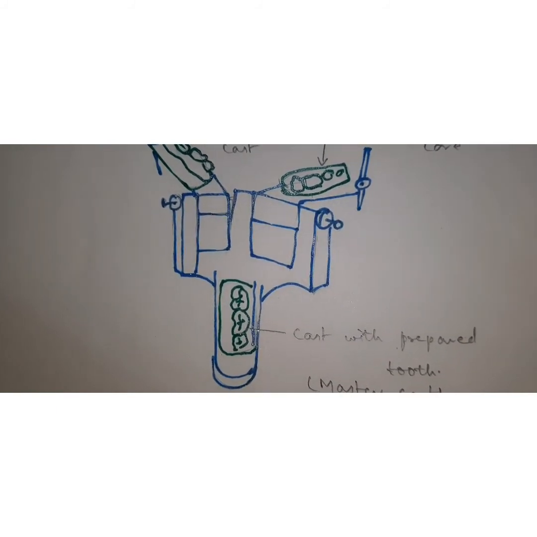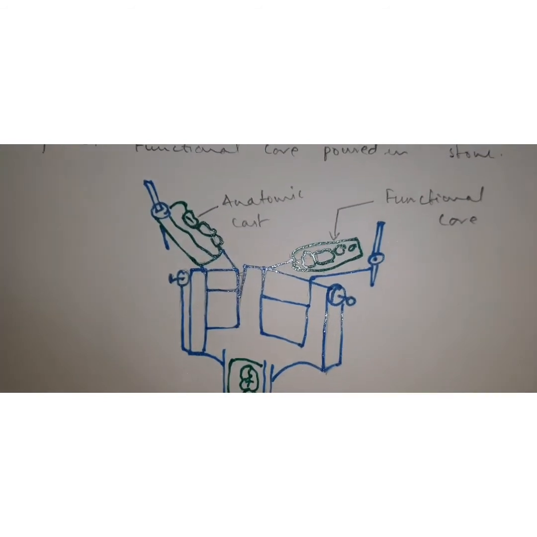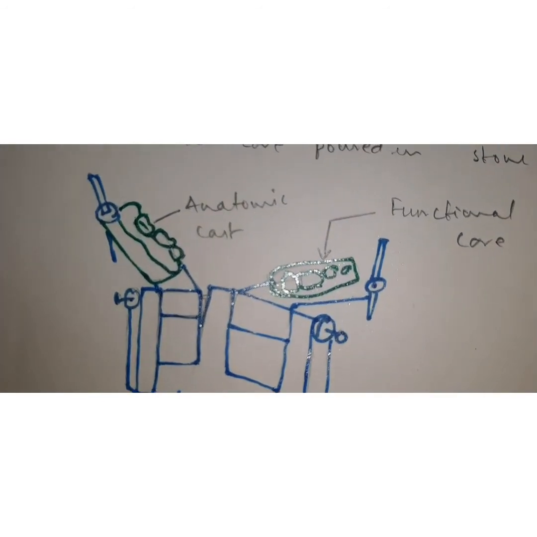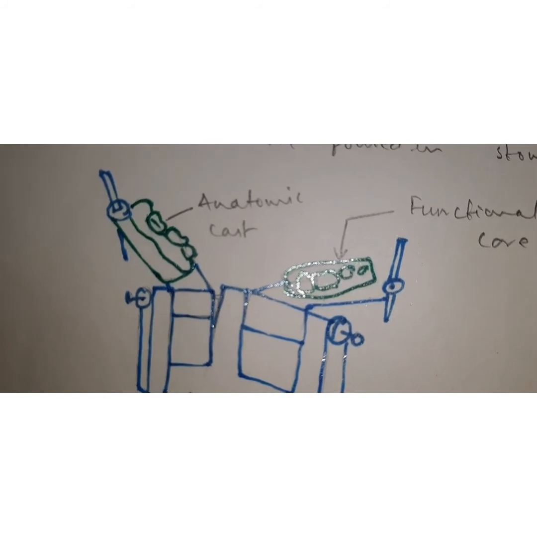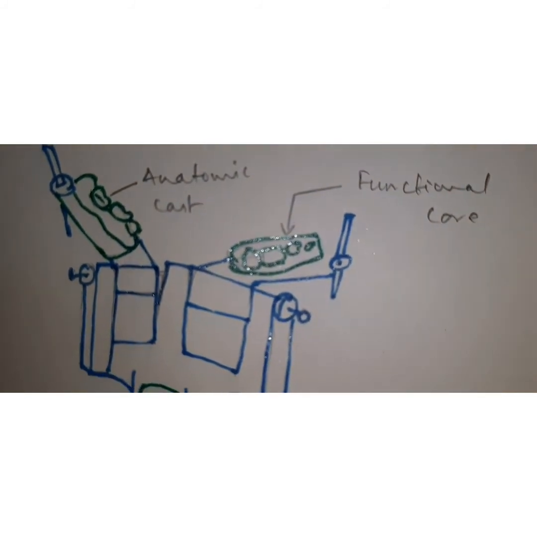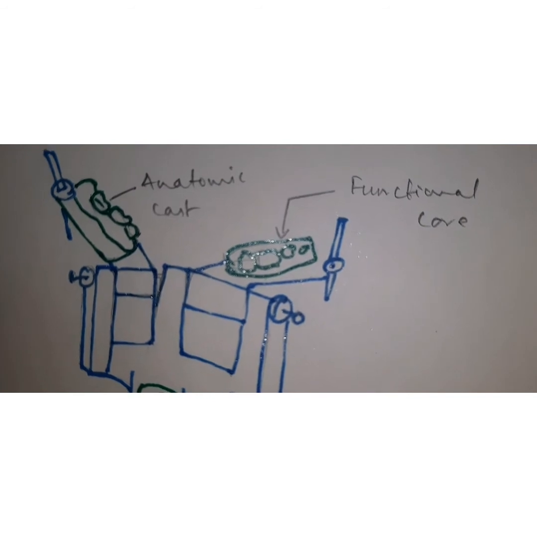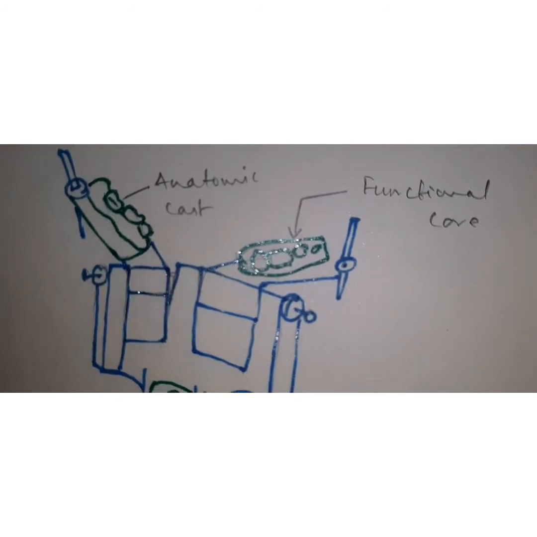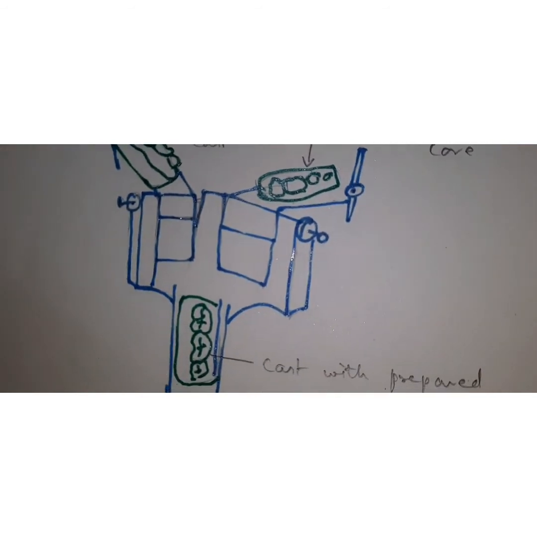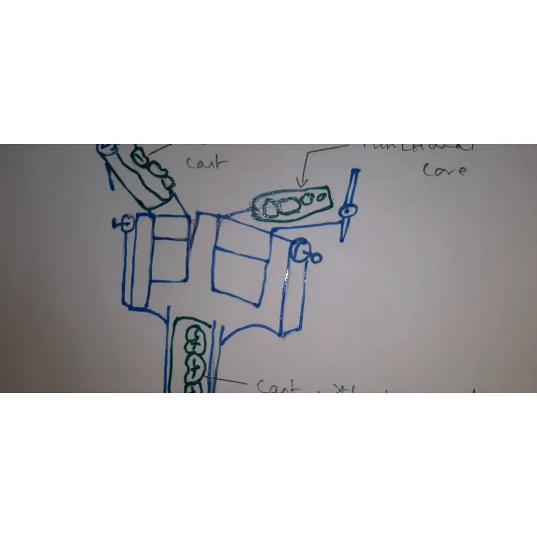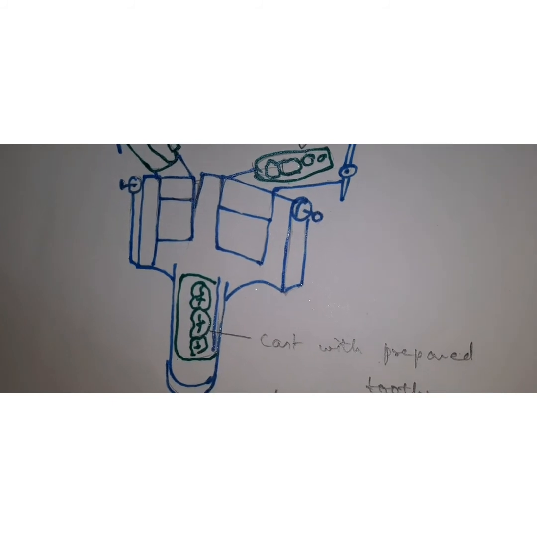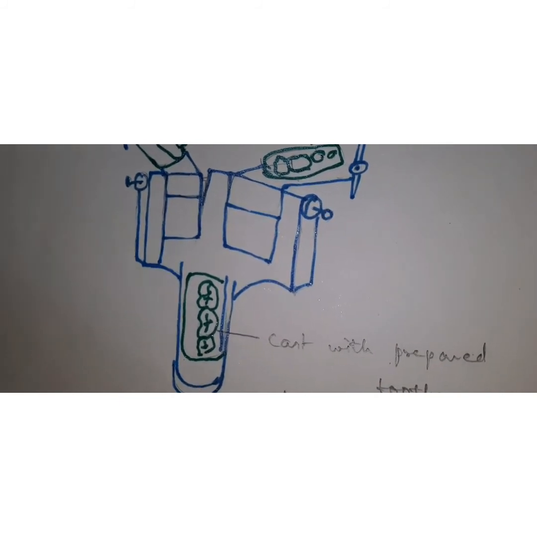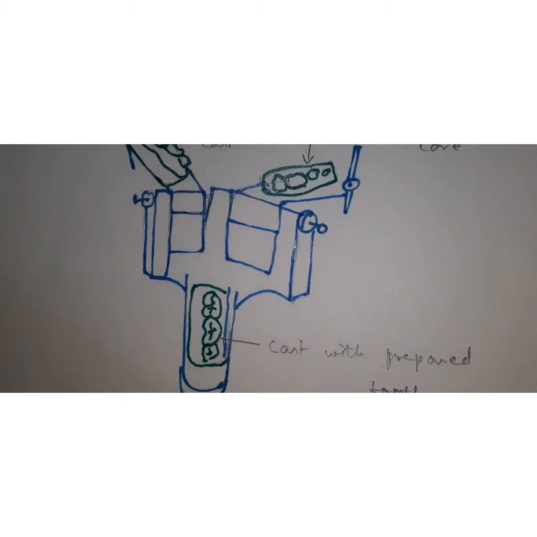sectioned master cast, as you can see, and on the left hand side you will have the anatomic cast which you are going to mount, and on the right side the functional core which you have made. So how are you going to do that? With the help of your bite record, and also while adjusting the functional core upon the sectional master cast, you are going to mount each of these.